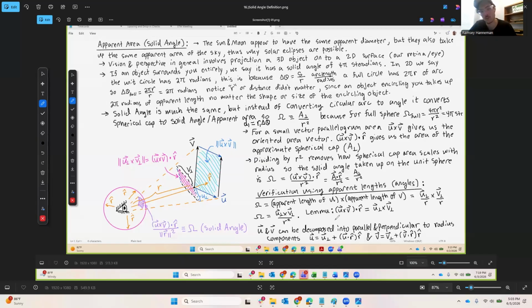So my lemma is this: instead of taking u cross v from the start, why not take the component of u that's perpendicular to the radius? Sure. Then take the component of v that's perpendicular to the radius. Sure. And then take u perp cross v perp. And that should give us that same spherical patch. I see. And then, of course, dividing it by r squared should give the same thing. So my argument is that u cross v dot r is equal to u perpendicular cross v perpendicular.